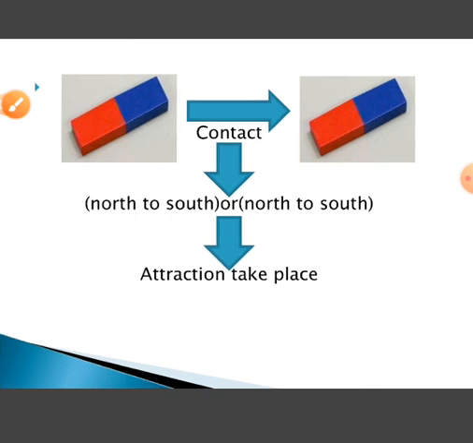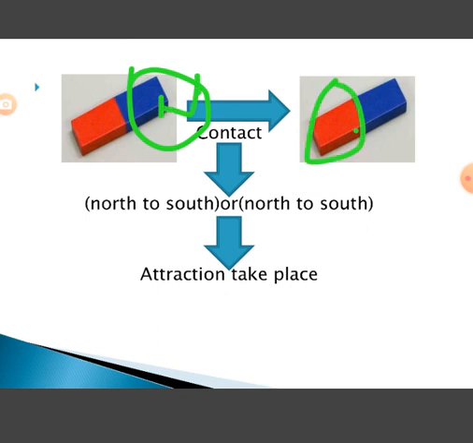Then, if we have north to south or south to north, whichever way, there's always attraction. In case you have unlike poles, here for example you have north and here you have south. They are unlike poles. There will always be an attraction.